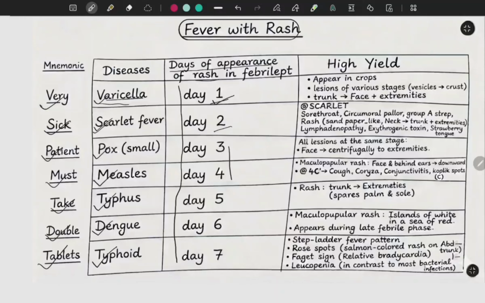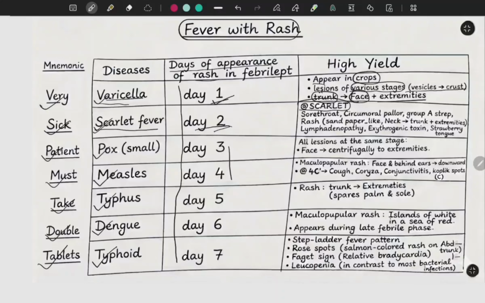Varicella, the rash appears on day 1 of the fever, and the rash appears in crops, and the lesions are of various stages, from vesicles to crust, and the rash appears first on the trunk and then spreads to face and extremities.